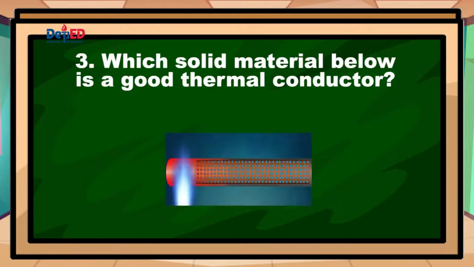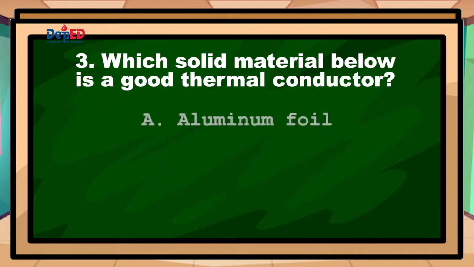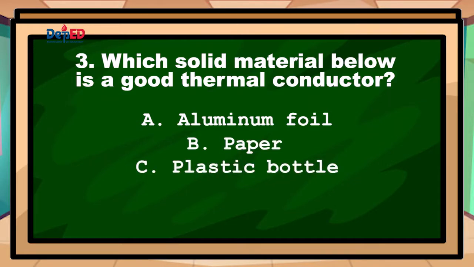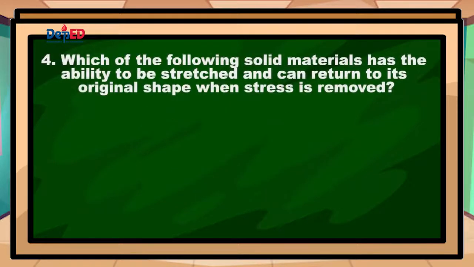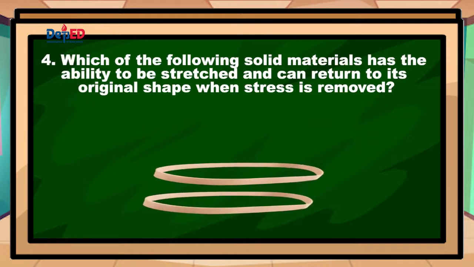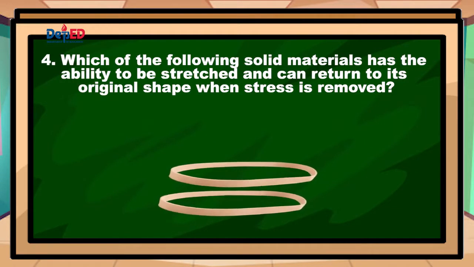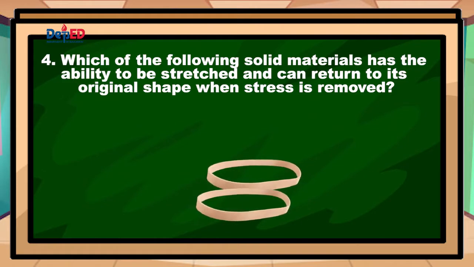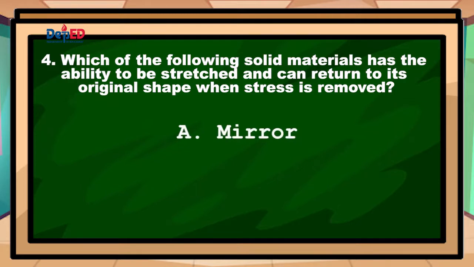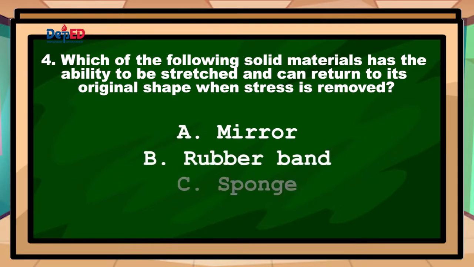Number 3. Which solid material below is a good thermal conductor? A. Aluminum foil. B. Paper. C. Plastic bottle. D. Wine glass. Number 4. Which of the following solid materials has the ability to be stretched and can return to its original shape when stress is removed? A. Mirror. B. Rubber band. C. Sponge. D. Wood.